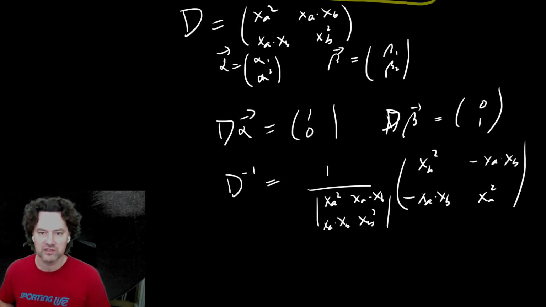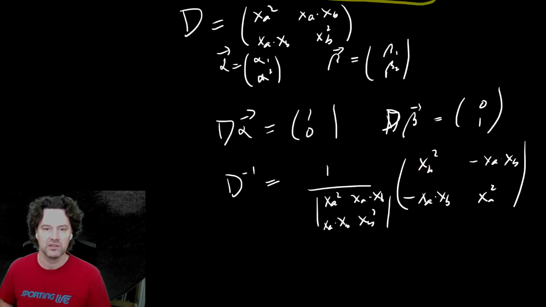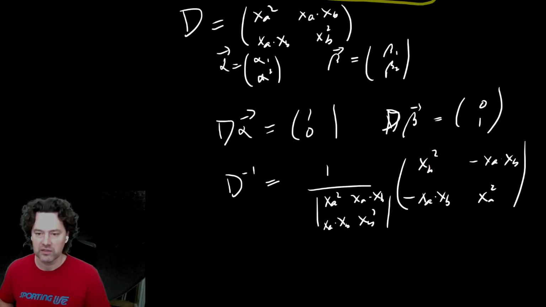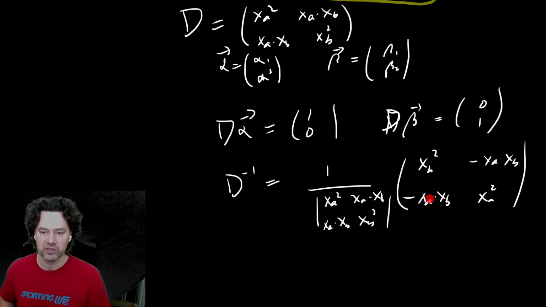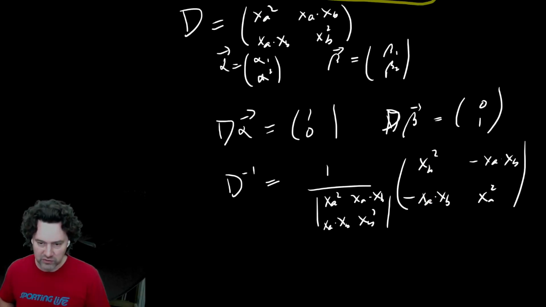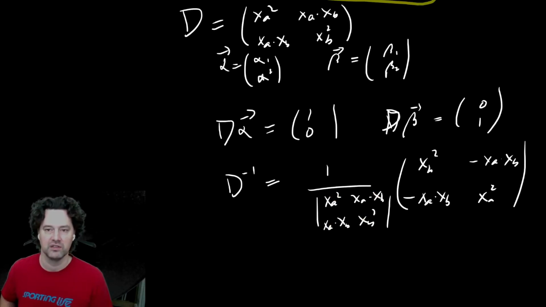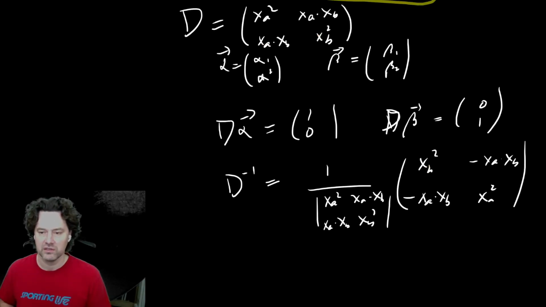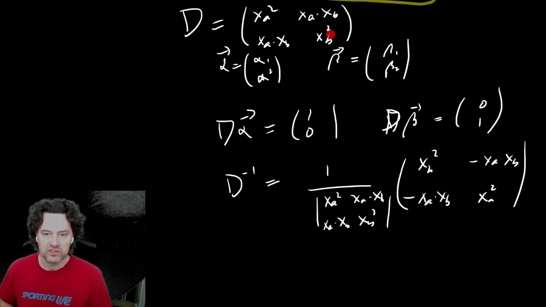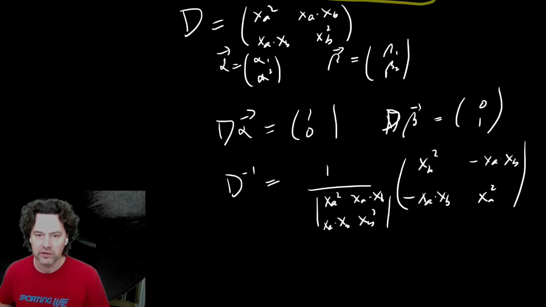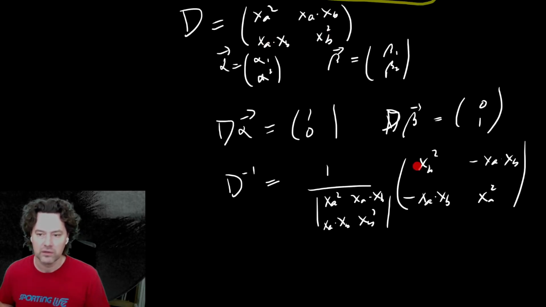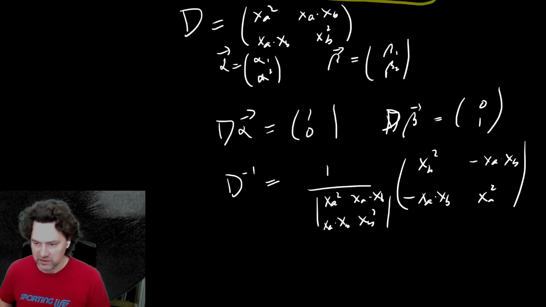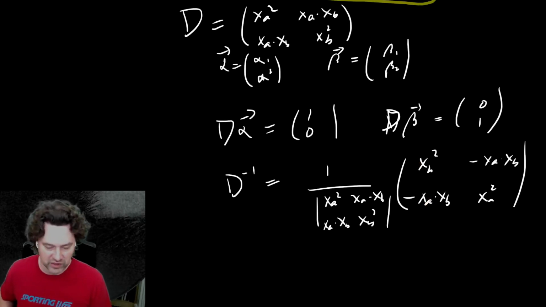If we go and multiply these out, we should get xb squared xa squared minus xa dot xb squared is the determinant. Xa squared xb squared minus xa dot xb squared. Okay, that's good. And another check, looking at this, say the first row times the second column, yes, we get 0. Okay, that's got the signs right and the positions right in my inverse.